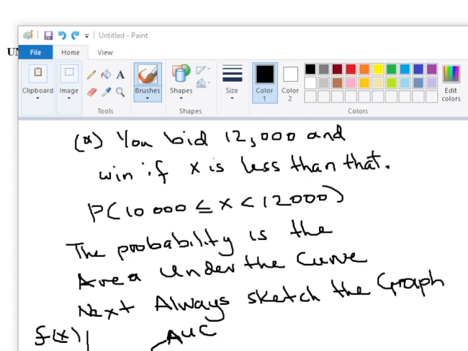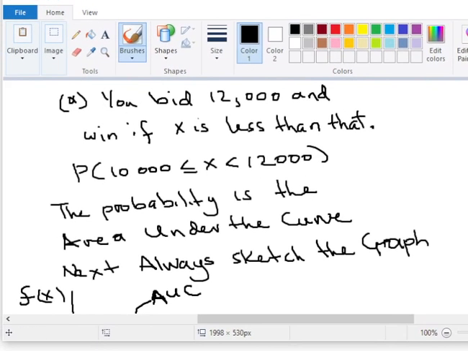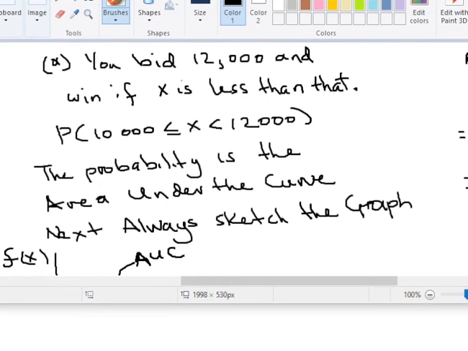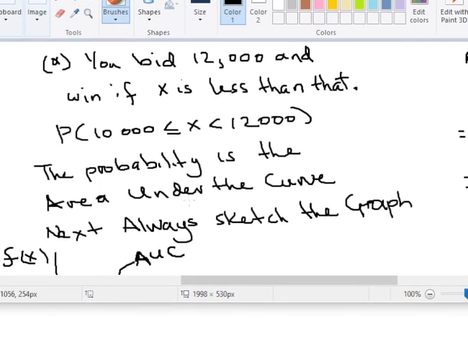So the uniform distribution is used to represent what we call a continuous random variable. And whenever we have a continuous random variable, we're going to use the area under the curve as the probability. So that's what we have in this case. So the probability, again, is the same as the area under the curve. So next, always sketch the graph. In this case, it's uniform, and that's a rectangle.